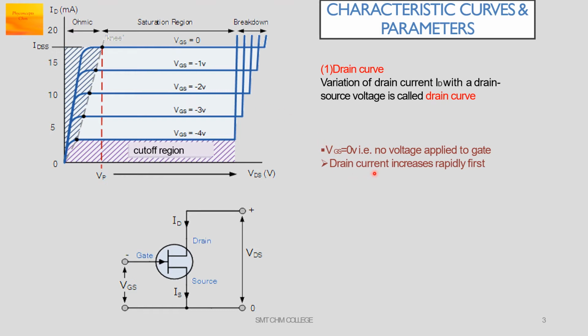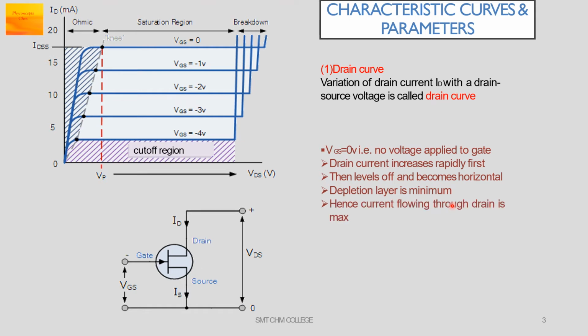The drain current increases rapidly first. When VGS is equal to 0 volt, we can see that ID is increasing rapidly, then levels off and becomes horizontal. So here it has become horizontal. Here the depletion layer is minimum, hence current flowing through the drain is maximum.